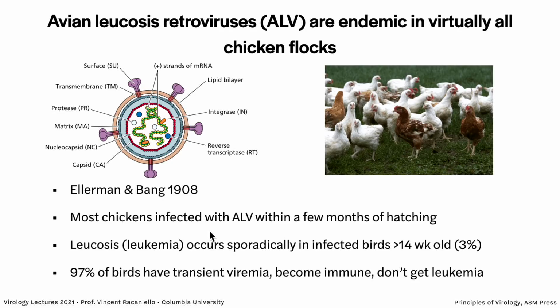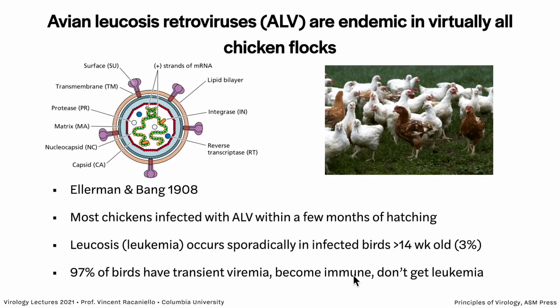And in fact, most chickens are infected with this virus within a few months of their hatching. Almost every chicken in the world can't get around it. And then leukemia, or leukosis, another word for leukemia, happens sporadically in about 3% of birds over 14 weeks. So, not every bird lives longer than that. But those that do, maybe the ones that lay eggs and so forth, can get old. You get about 3% of them getting leukemia.